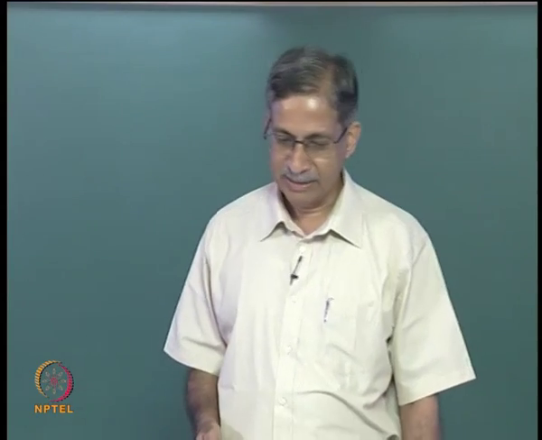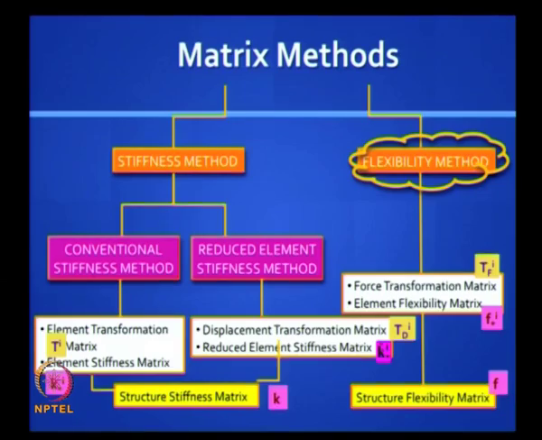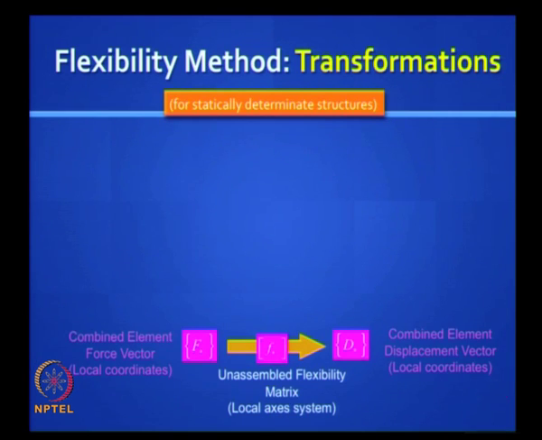So this is the flexibility method. As you can see, we have already finished the two stiffness methods, the conventional stiffness method and the reduced stiffness method. Now we will see how we can apply the flexibility method, which is a little easier to understand now that you have done the reduced element stiffness method. So let's refresh our memory about transformations.